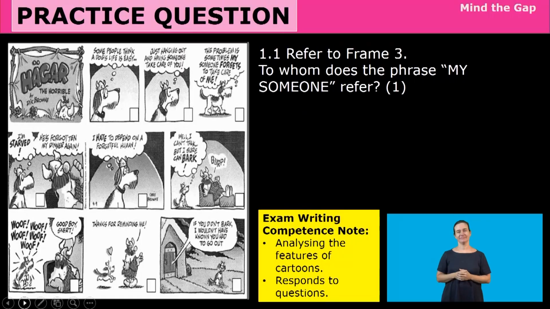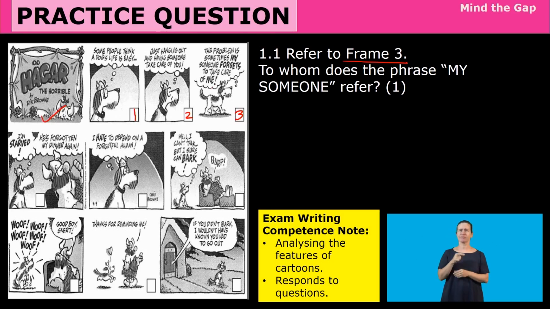All right. We're going to look at a practice question, and it says, refer to frame 3. To whom does the phrase, my someone, refer? All right, so remember, we're locating ourselves in the question, so it says frame 3. Now remember, learners, this here is not considered a frame. This is the title as well as the name of the cartoonist. So remember, do not count your title and the cartoonist's name as a frame, all right? So this will be our frame 1, this will be frame 2, and that will be frame 3. So this is where we have to locate ourselves, all right?